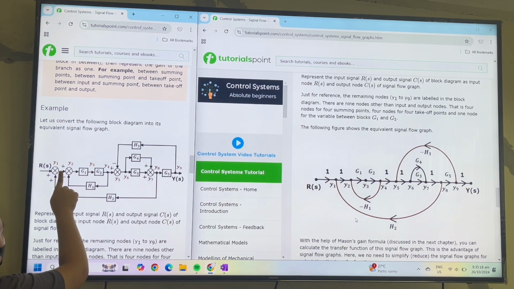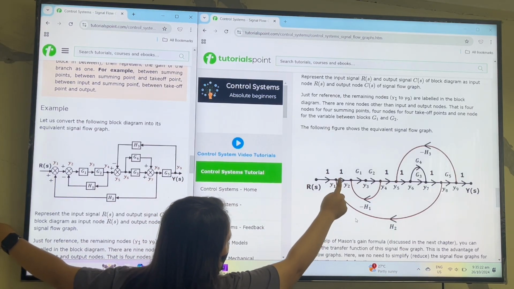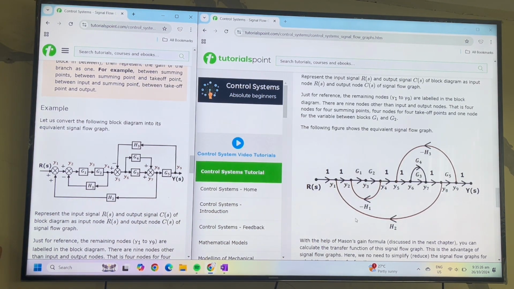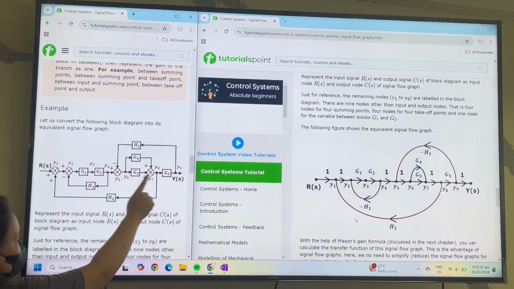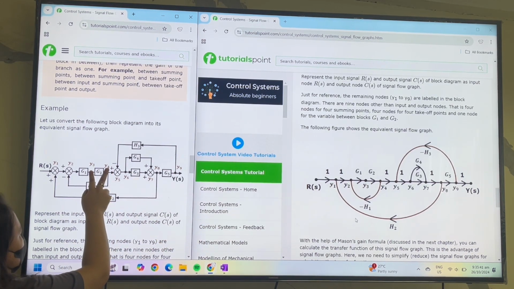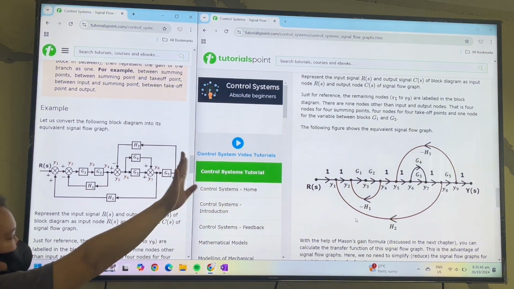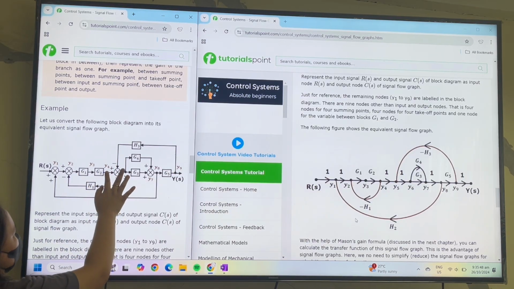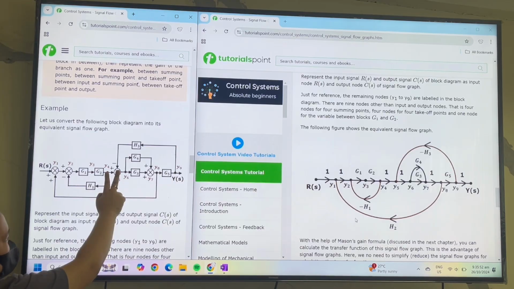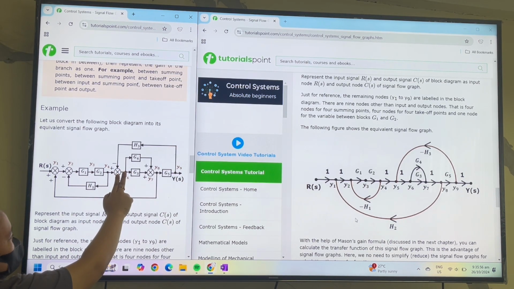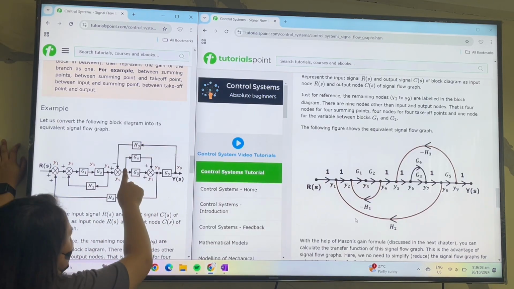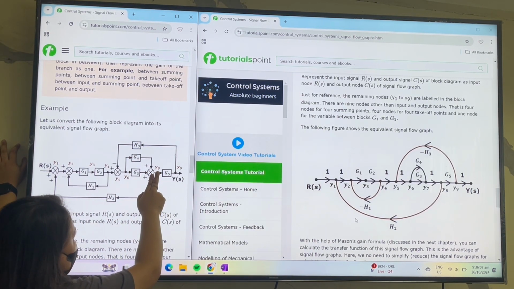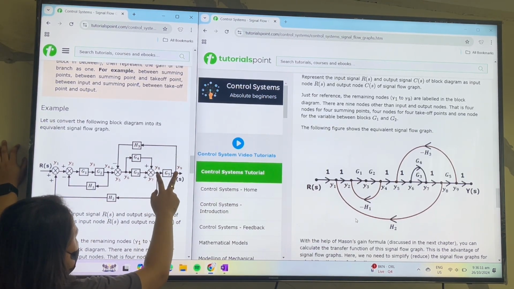From Y1 to Y2, there is no gain, so it is considered 1. From Y2 to Y3 is G1 as the gain. From Y3 to Y4 is G2. Only the horizontal lines are what we look at here. Y3 to Y5, none. Y4, none. Y5 to Y6, none, so it is 1. Now, Y6 to Y7, G3. Y7 to Y8, 1. Then Y8 to Y9, G5.